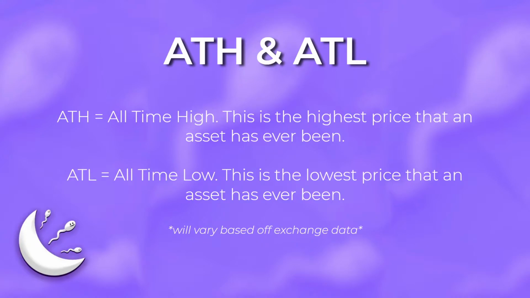ATH and ATL, this just means all-time high, all-time low, which is just the highest price that an asset has ever been or the lowest price that's ever been. And you'll see different prices sometimes based off of who is reporting the all-time high and all-time low. So different exchanges will have different prices by a few dollars or a few cents or whatever. So you just got to keep that in mind if you see multiple different records for all-time high or all-time low.